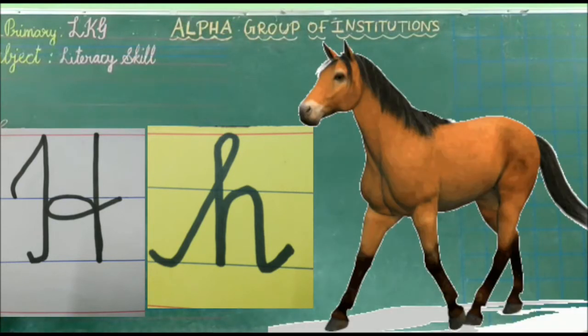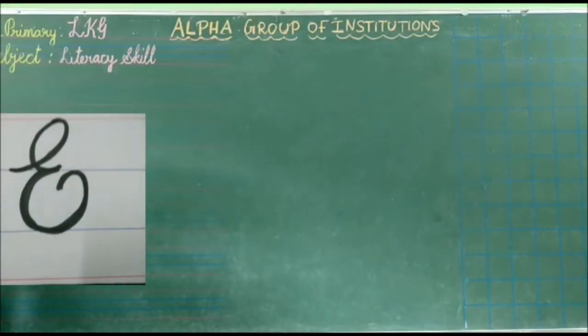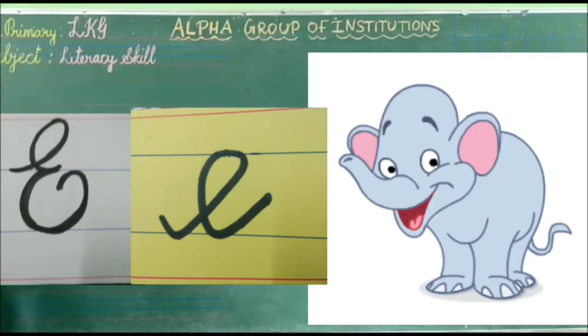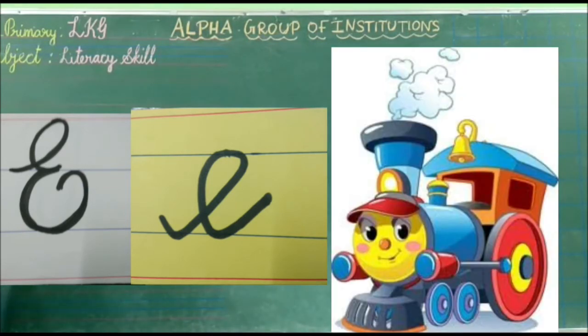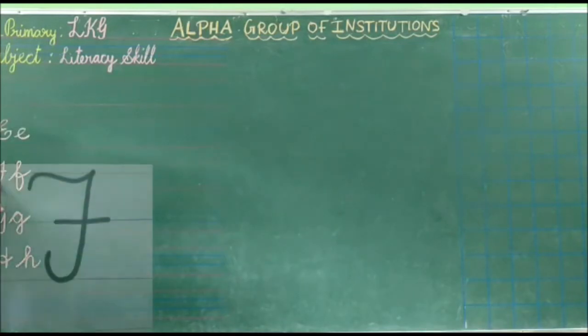We'll go for one more time. What letter is this? E. This is capital letter E and this is small letter E. E sounds A. Elephant. Engine. Egg. Next, what letter is this?